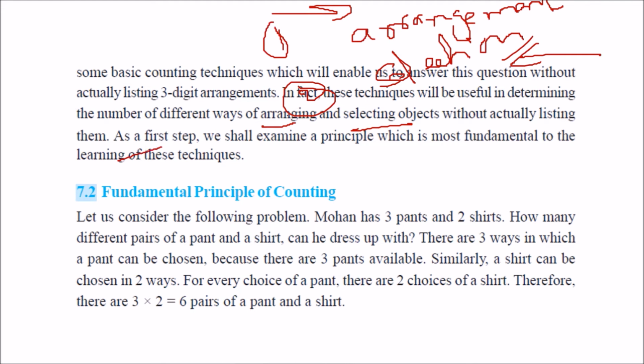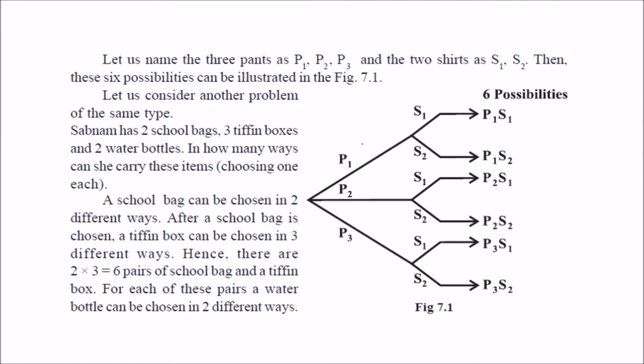You might have known by now that when we compute a table of any number, we are actually doing what? We are counting. So just assume that Mohan has 3 pants and 2 shirts. How many different pairs of pant and shirt can he dress up with? How many ways are there? Let me go to the diagram and then we'll see how it can be.